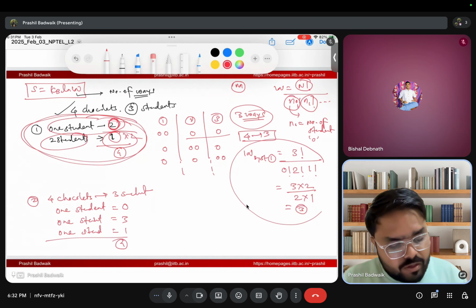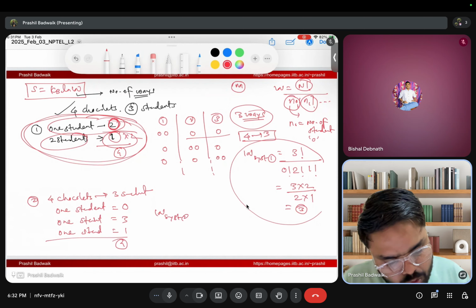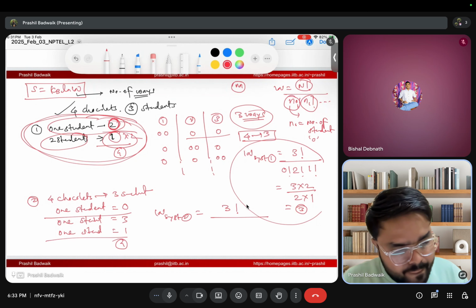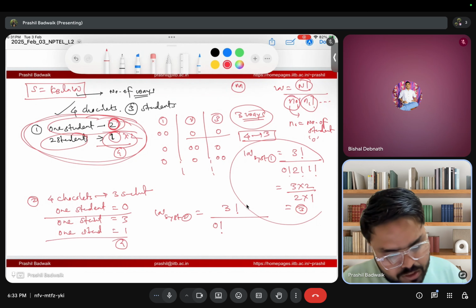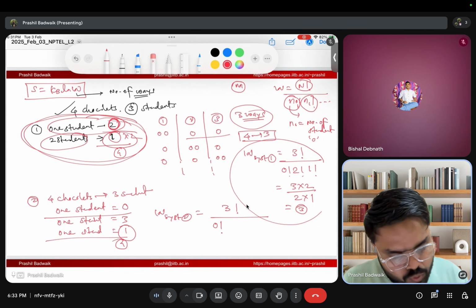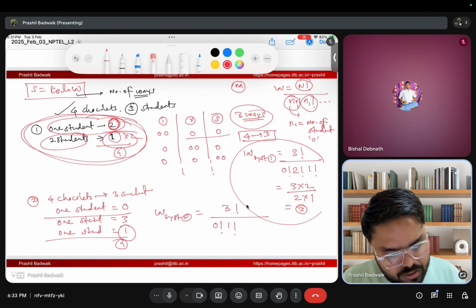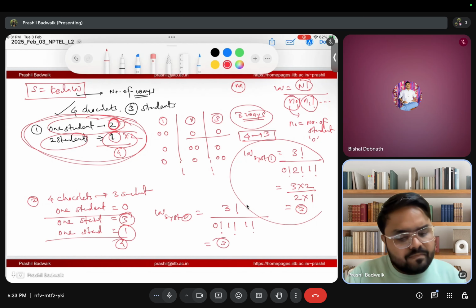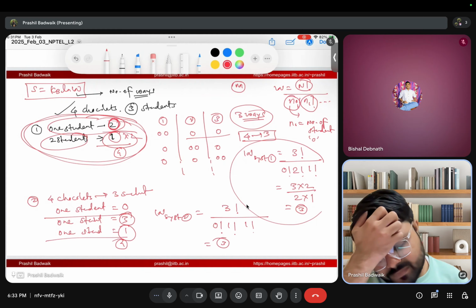So can you calculate W for system 2? It will be equal to 3 factorial divided by the number of students with 0 chocolates, which is equal to 0, the number of students with 1 chocolate, which is equal to 1, and the number of students with 3 chocolates, which is equal to 1. How many ways are there? This is the way. Am I making any mistake? Check it.